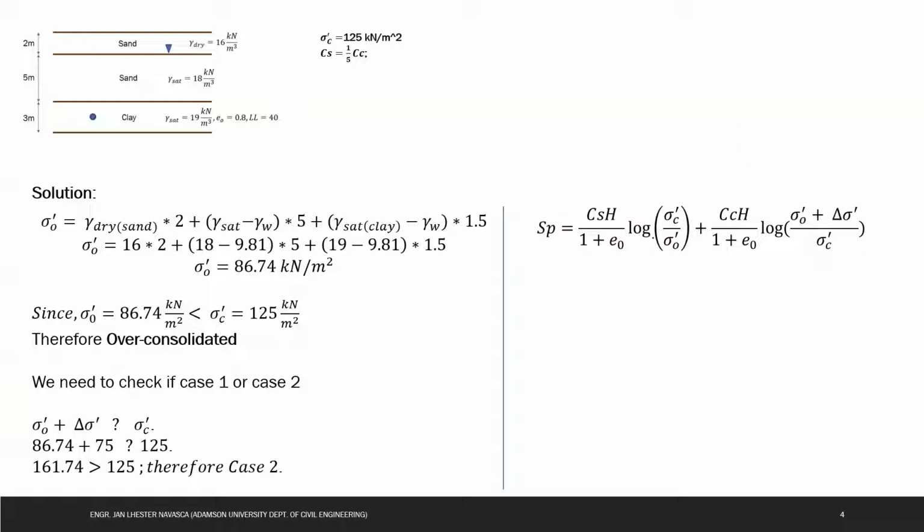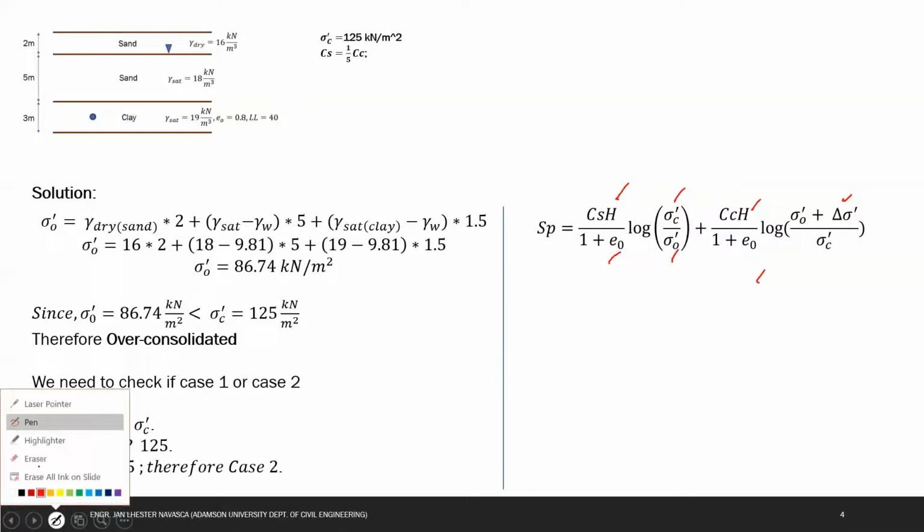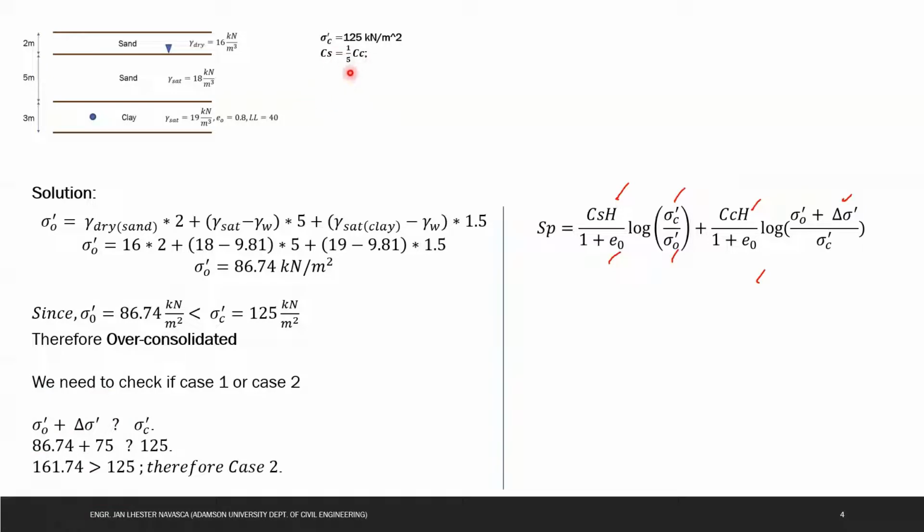So we have H, we have e sub 0, we have the pre-consolidation pressure, the overburden pressure, we also have the induced pressure. So what we have left is the swell index and the compression index. According to the problem, our swell index is 1/5 of the compression index. Therefore, we need to first find the value of the compression index.